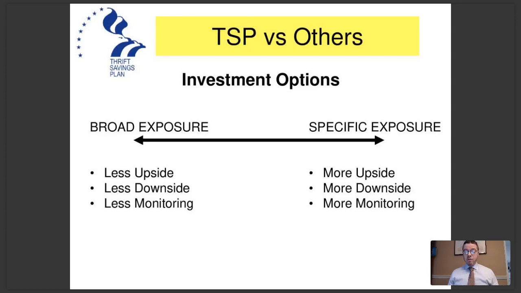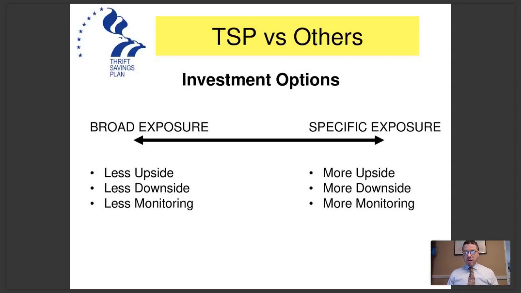But if you said to me, Stefan, I want to be more specific, I don't want to suffice with just S&P 500 performance. I want to see if I could capture some performances which are like Amazon or like Microsoft, the individual exposures or even the sector exposures. Then outside the TSP, you should be able to get that.